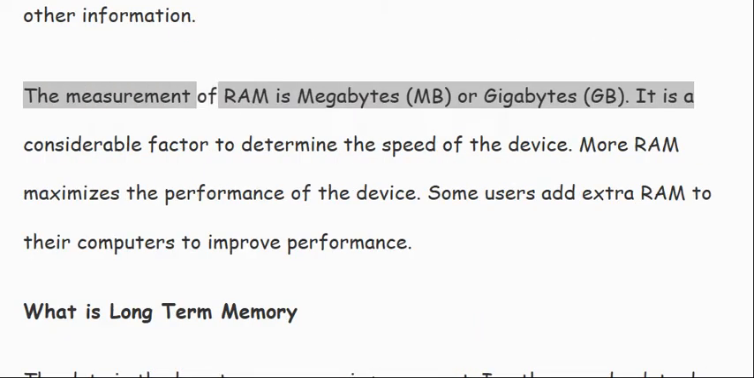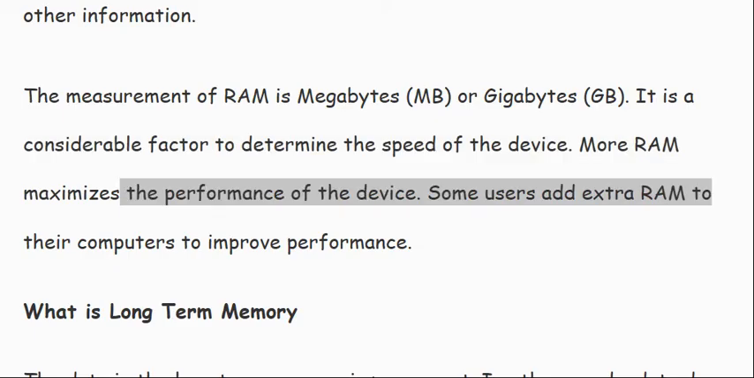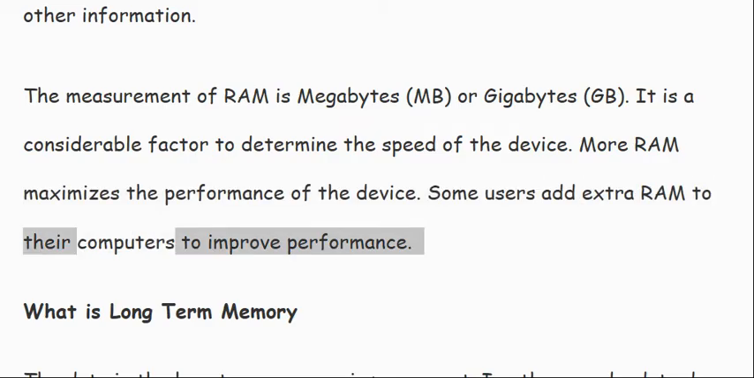The measurement of RAM is megabytes, MB, or gigabytes, GB. It is a considerable factor to determine the speed of the device. More RAM maximizes the performance of the device. Some users add extra RAM to their computers to improve performance.